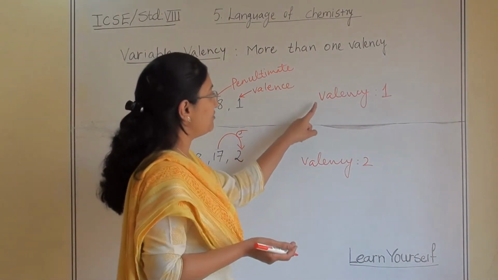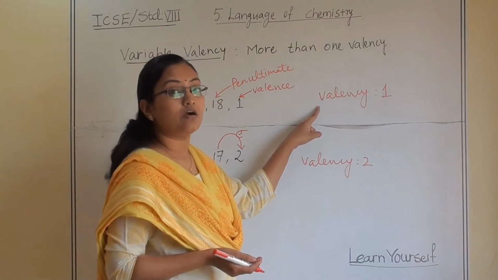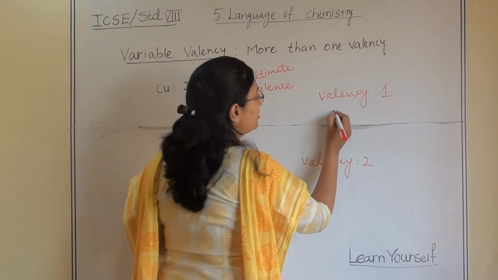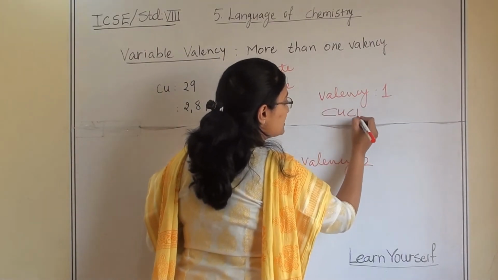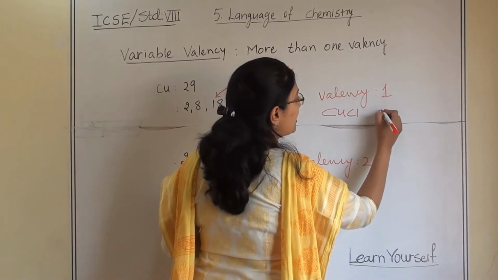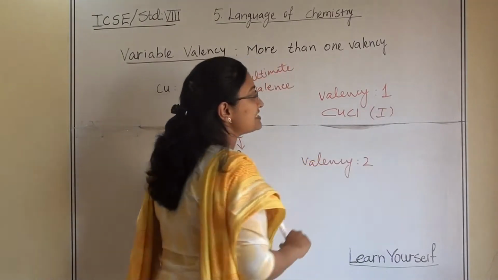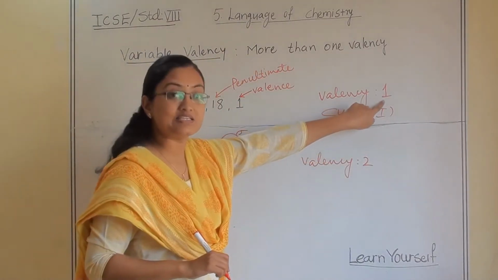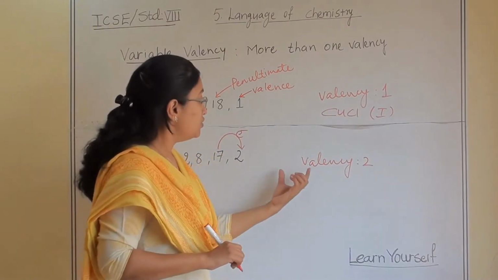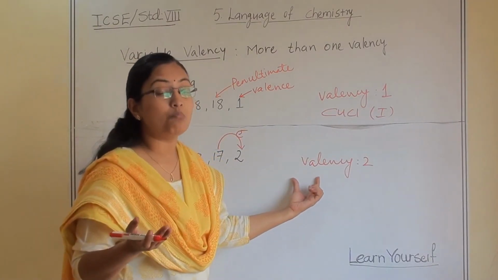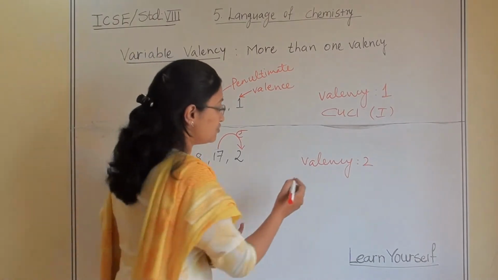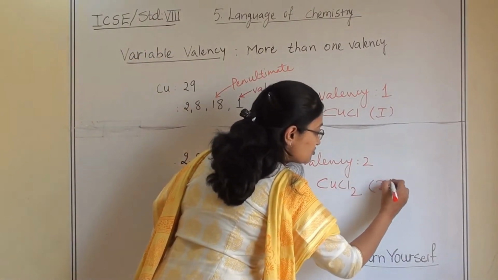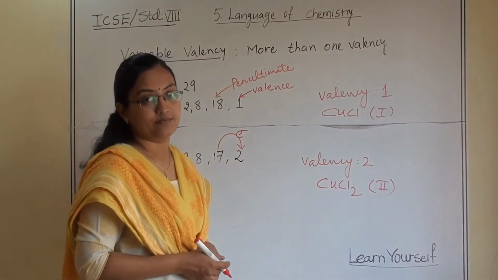One electron from the penultimate shell has been jumped to valence shell. So if copper will make a compound with chloride in this valency, then it will be CuCl. In this form our copper is copper 1 chloride because its valency is 1. But copper 2 also can make a compound with chlorine. So it will be CuCl2 and in this it is copper 2 chloride.